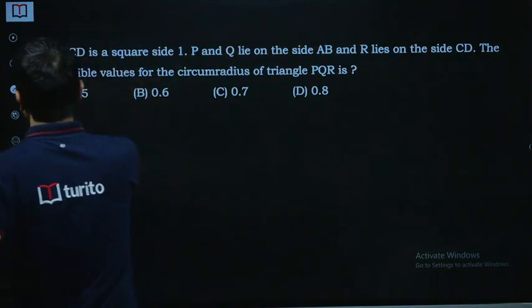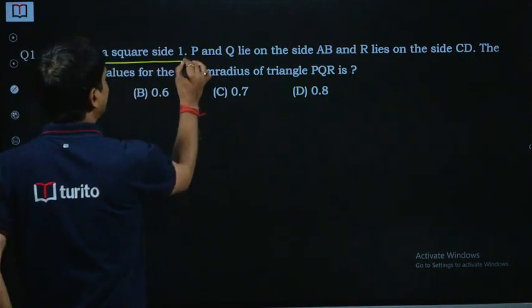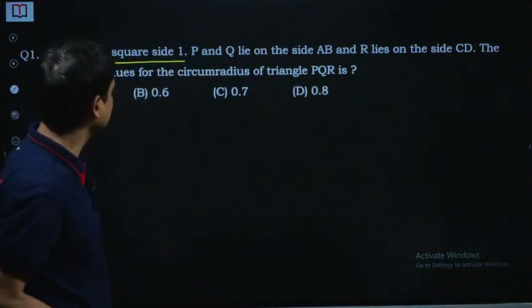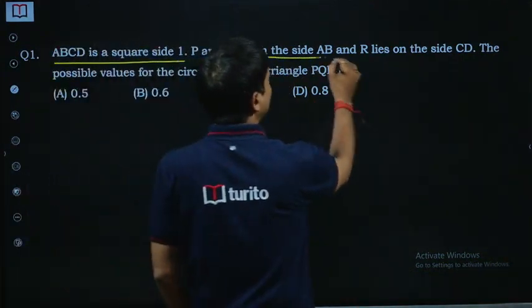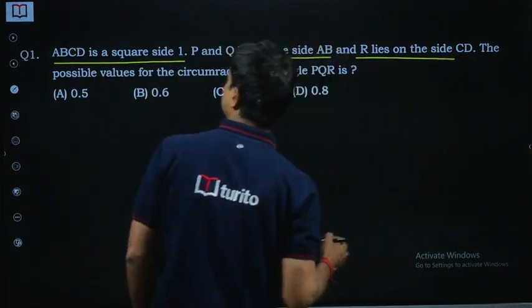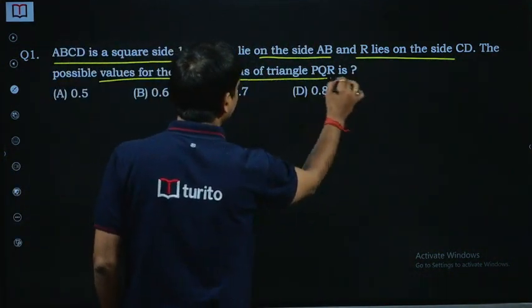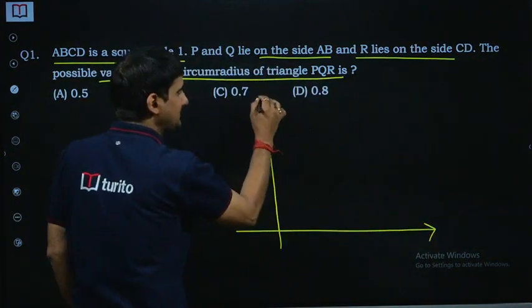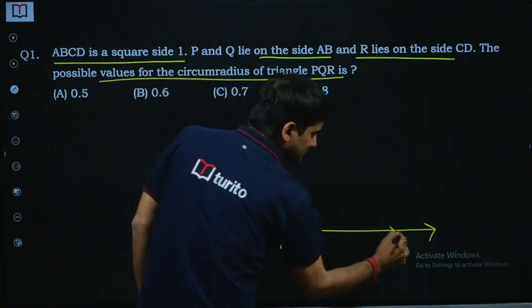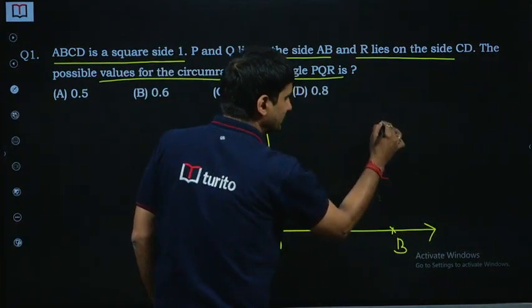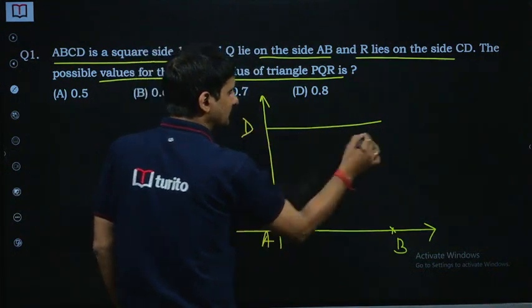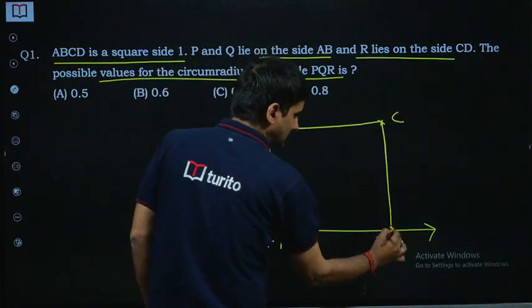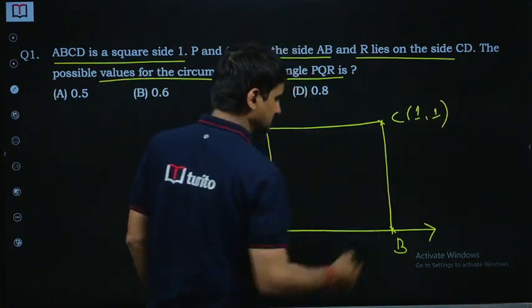The first question is: ABCD is a square of side 1 unit, of course that's missing. P and Q lie on side AB and R lies on the side CD. The possible values for the circumradius of triangle PQR is. So ABCD is a square, so this is B, then this is C and this is D. This is a square of side 1 unit.